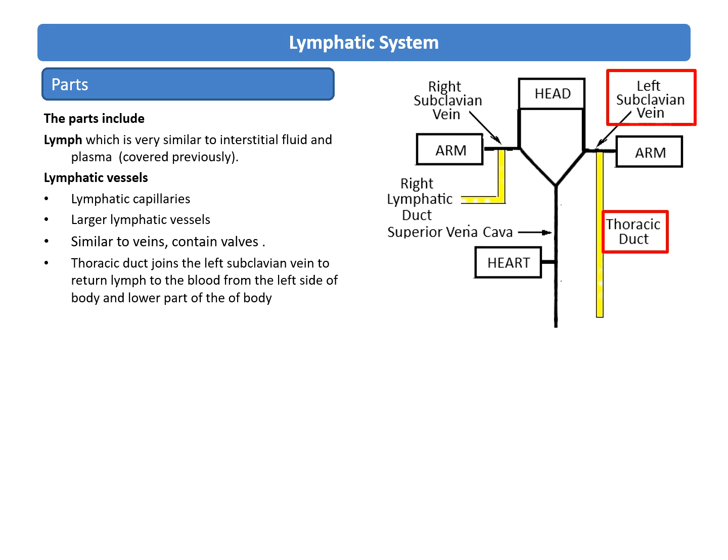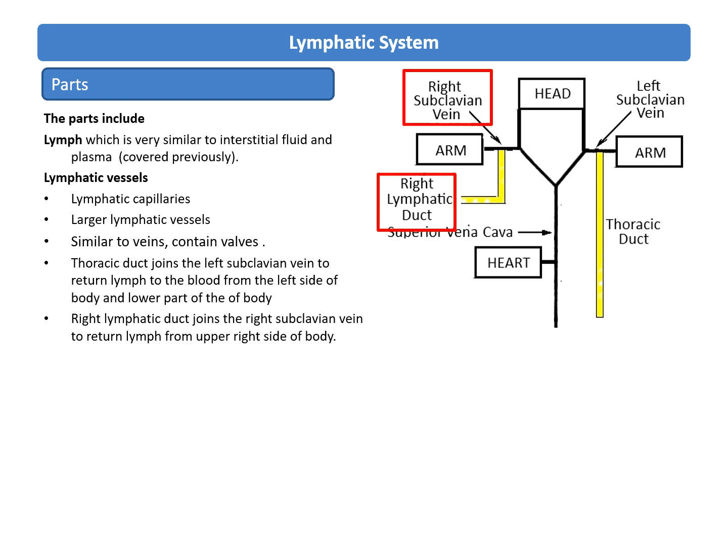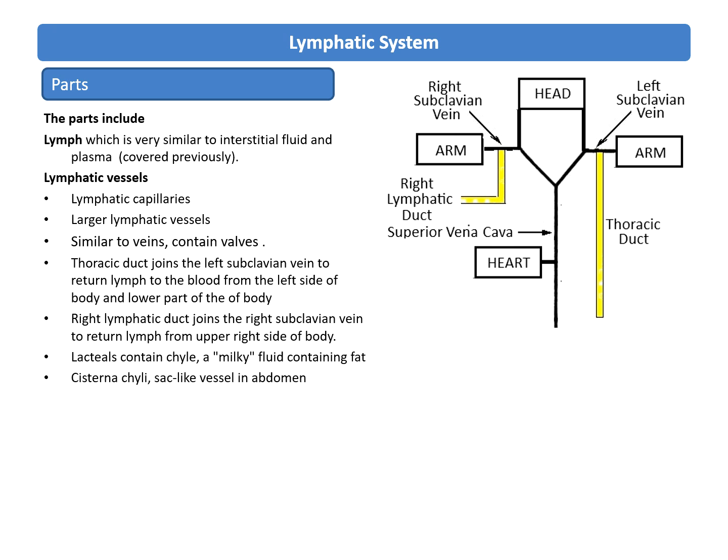One of them is the thoracic duct. It joins the left subclavian vein to return lymph to the blood from the left side and lower part of the body. The right lymphatic duct joins the right subclavian vein to return lymph from the upper side of the body. Lacteals are found in the intestines. They contain chyle, a milky fluid containing fat. Cisterna chyli, these are sac-like vessels found in the abdomen.